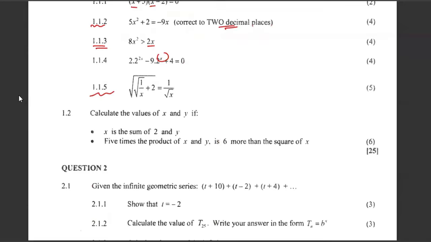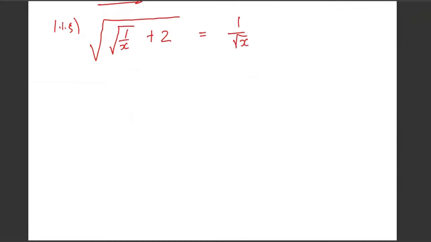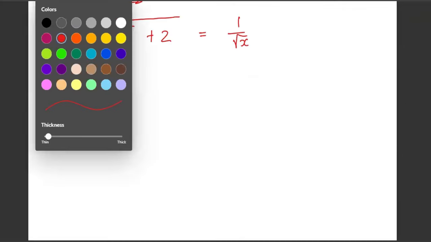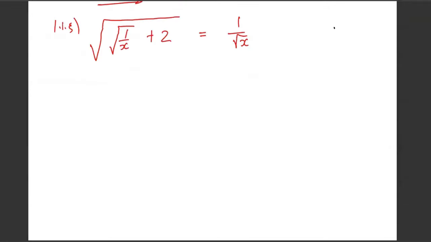Then 1.1.5, what a tricky question for 5 marks. Let's see what the examiners really wanted in this part. So the question is telling us that if we have the square root of the square root of 1 over x, we are adding a 2, and then it should give us 1 over the square root of x. Okay, so already the third is isolated. So first step, we're going to square so that we get rid of the root.